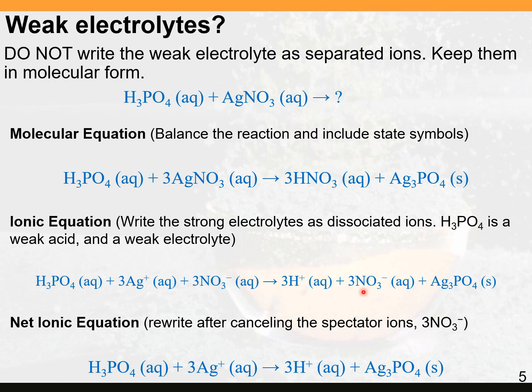Silver phosphate precipitate is kept in molecular form because it is the insoluble product. The spectator ion in this complete ionic equation is the nitrate ion. After cancelling the nitrate ions, the net ionic equation contains phosphoric acid and silver ions to produce hydrogen ions and silver phosphate precipitate.